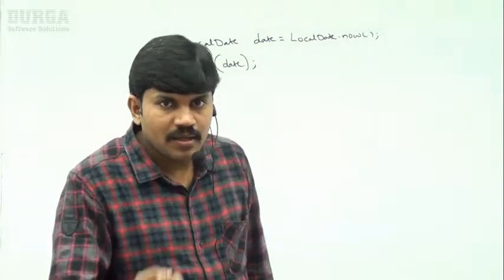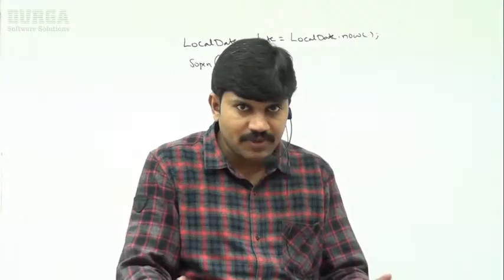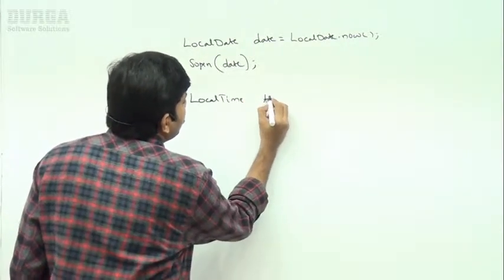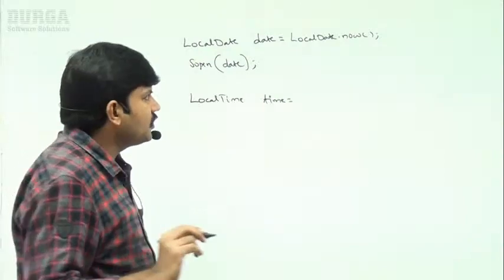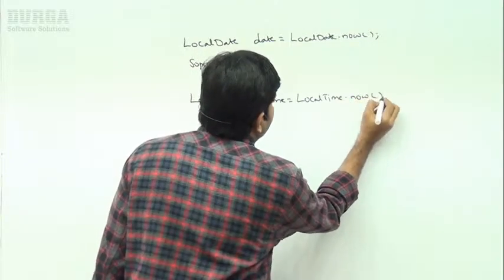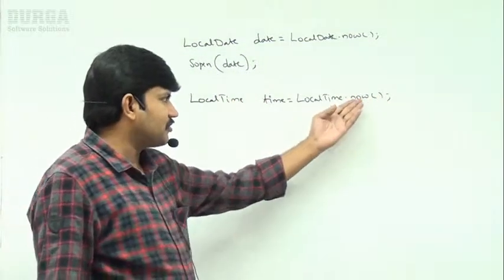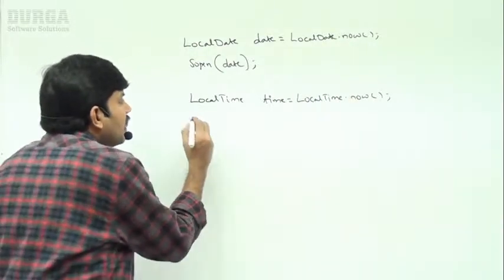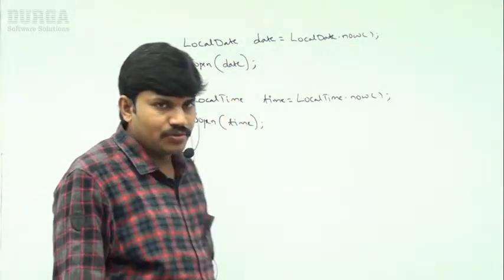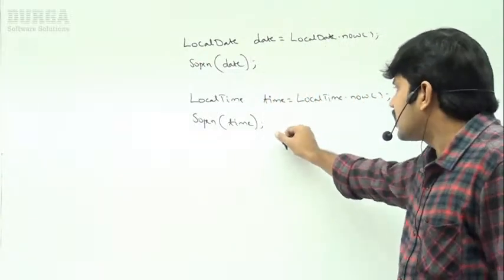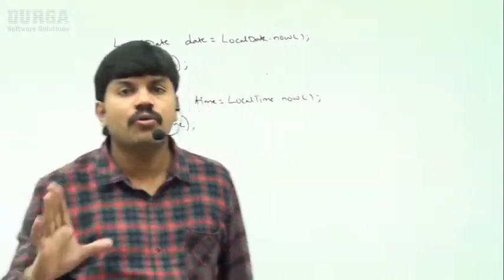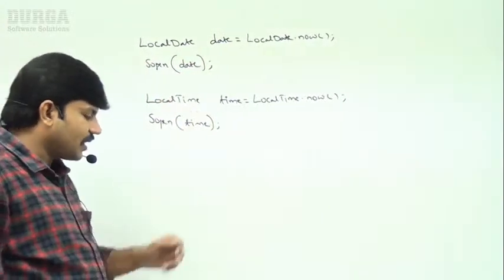Similarly, I want to print the local time, the current system time. What is the way? LocalTime time = LocalTime.now(). Obviously you can guess very easily. LocalTime.now(). Let me print it with System.out.println of time. So this simple code is going to represent the current system date and current system time.